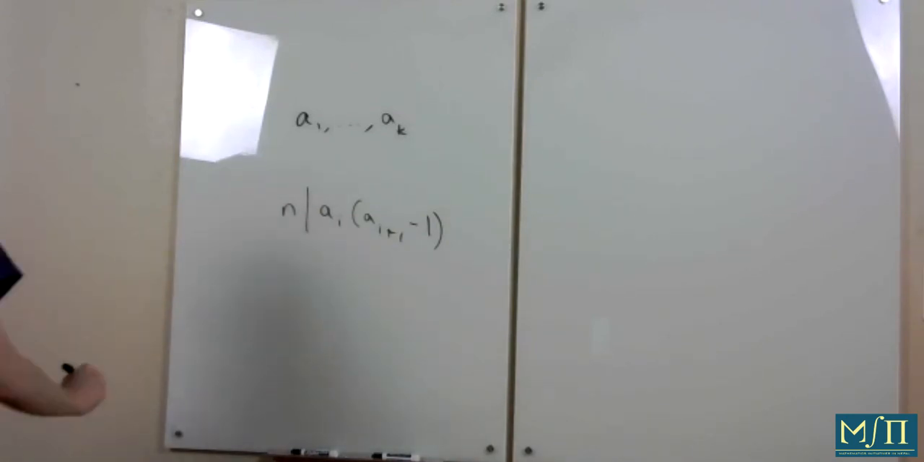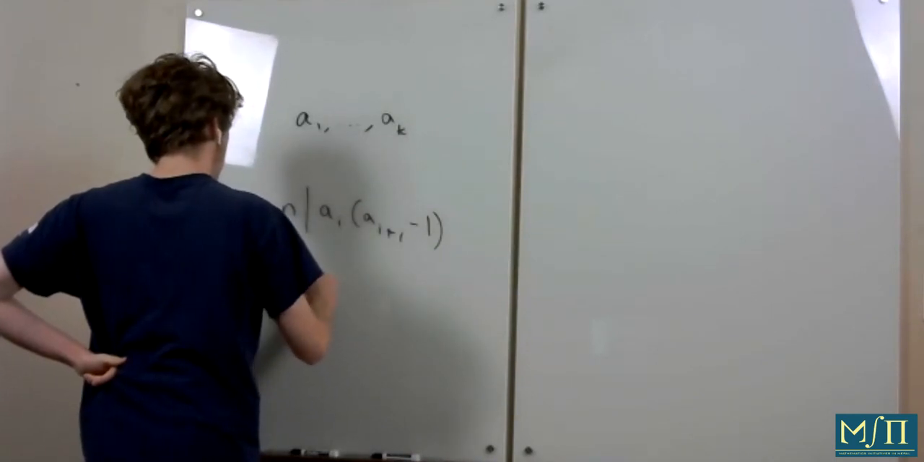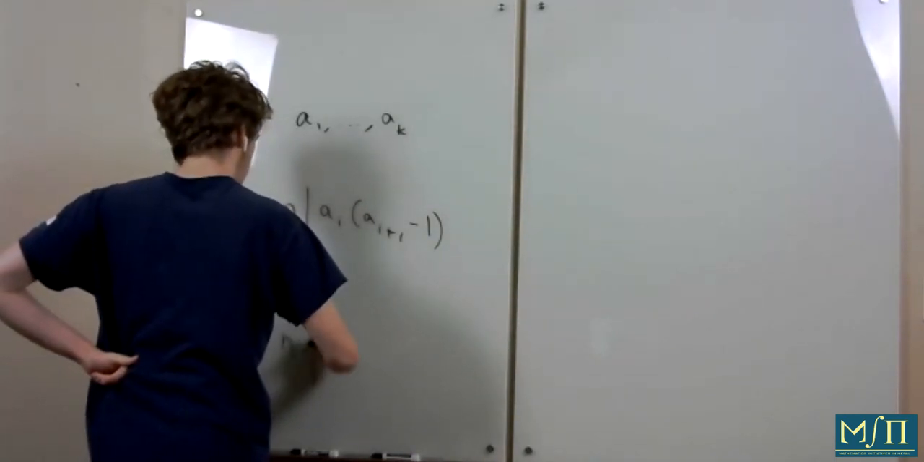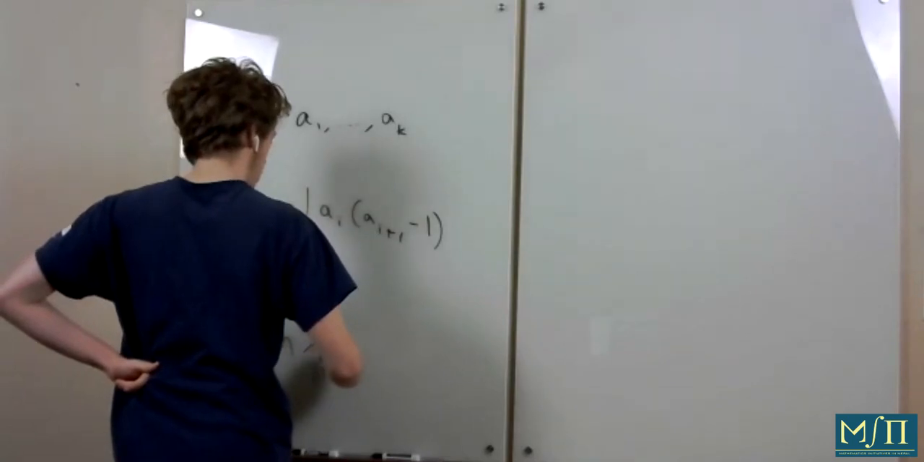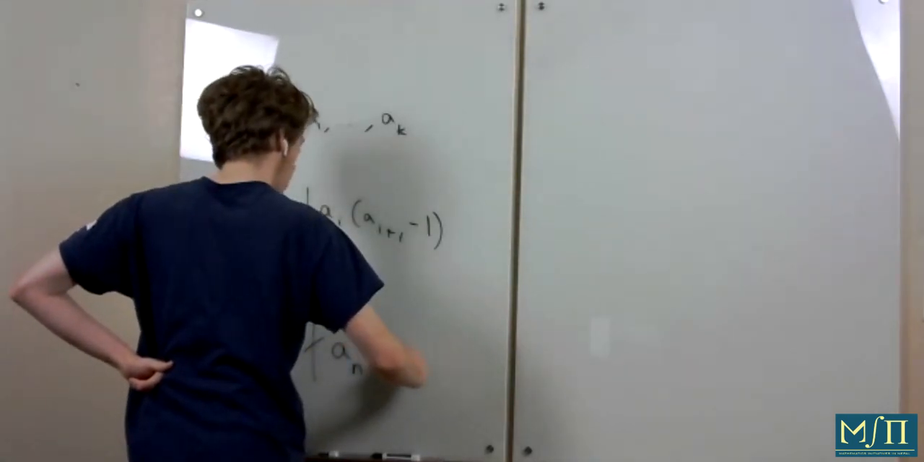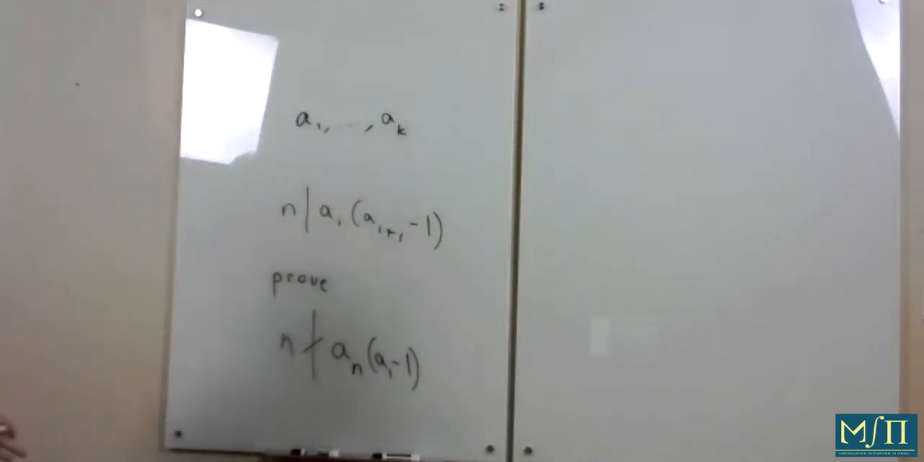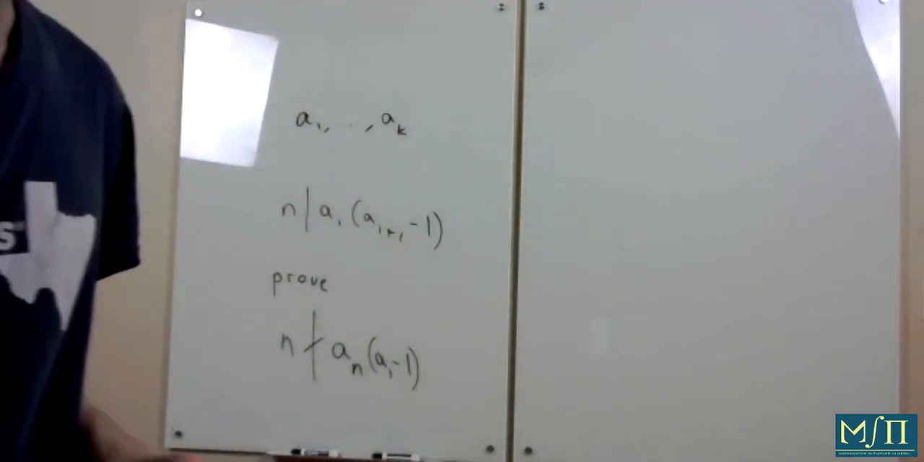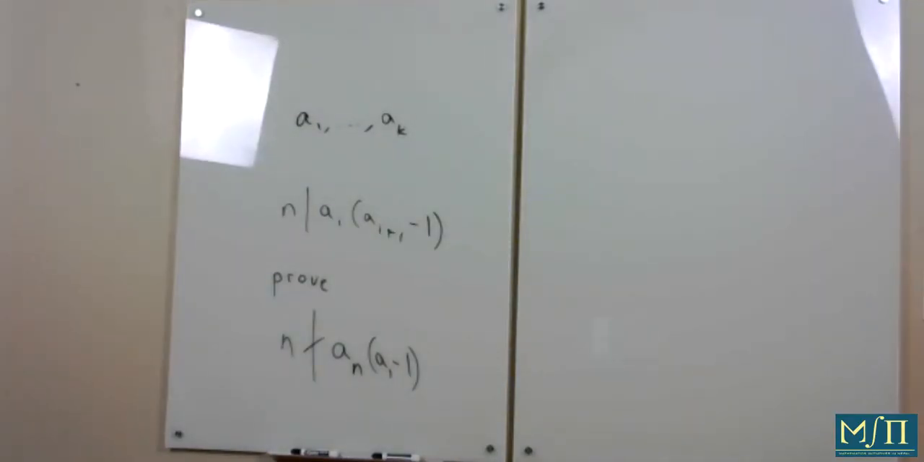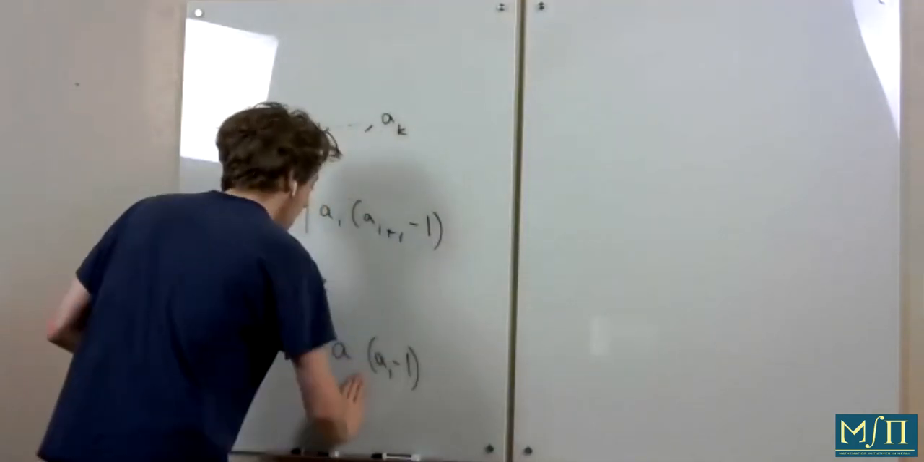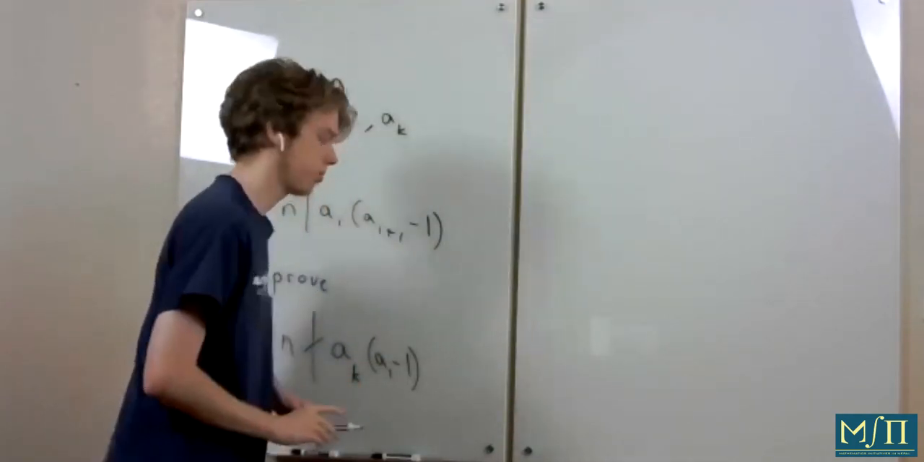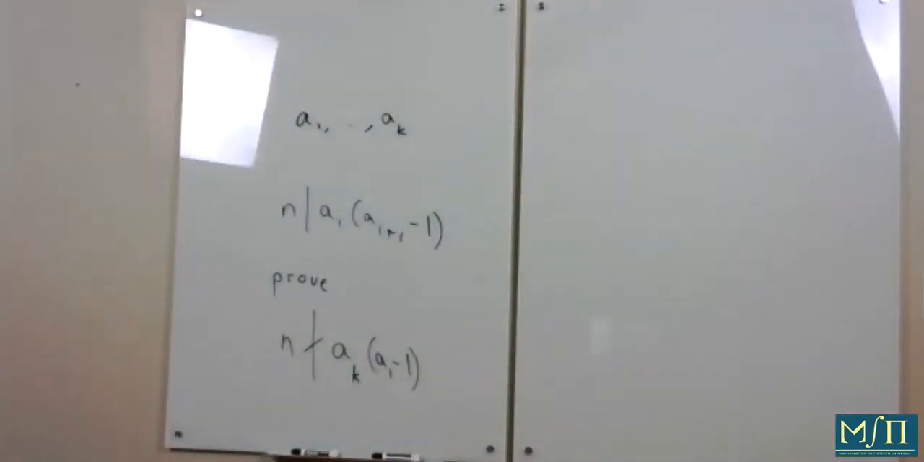And then the problem is prove that n does not divide a sub k times a sub 1 minus 1. Let's take a moment to think about this, and then I'll tell you the solution, or one way of doing it.